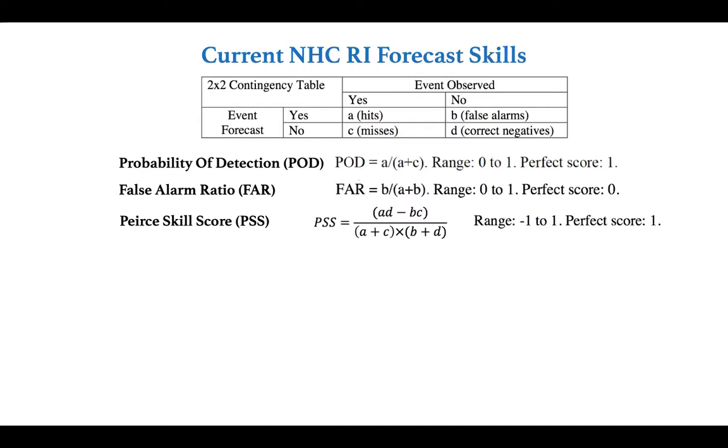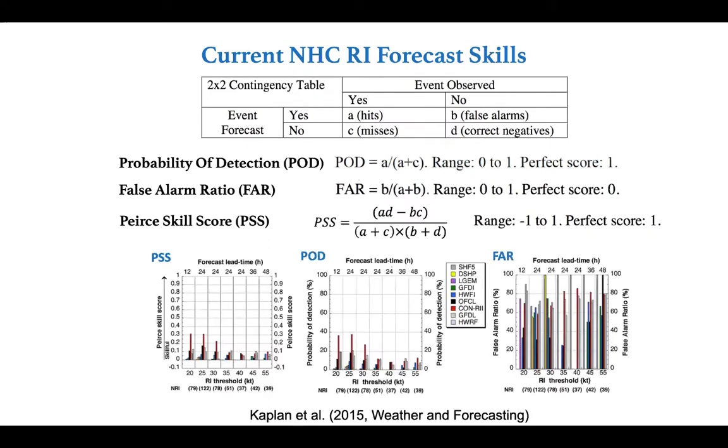So basically in the research community, we have 3 predictive scales. They are the probability of detection, POD. This is the percentage of accurate positive forecasts out of the total actual events. And the false alarm ratio, and the Peirce skill score. So we have the definitions shown here, and the bottom chart shows the result, actually the current Hurricane Center's forecast skill in terms of the rapid intensification occurrence, in terms of the PSS, POD, and FAR.